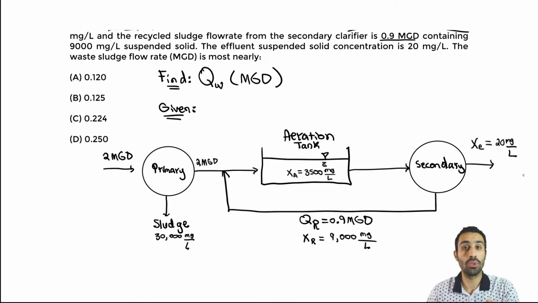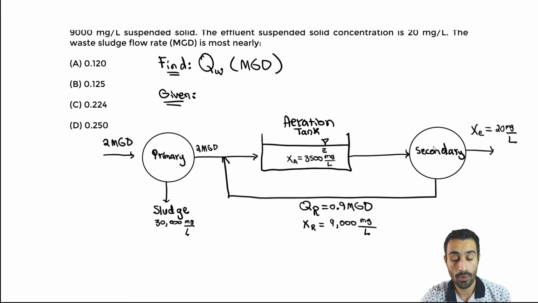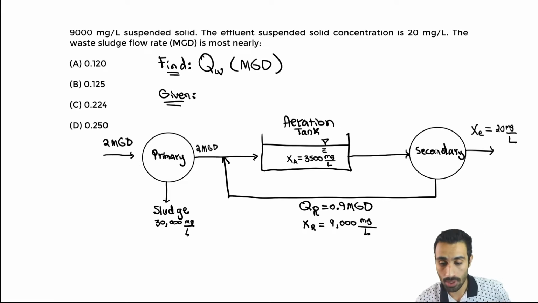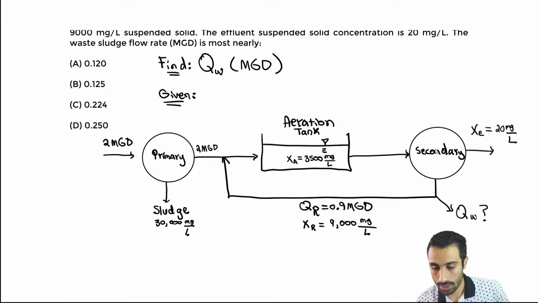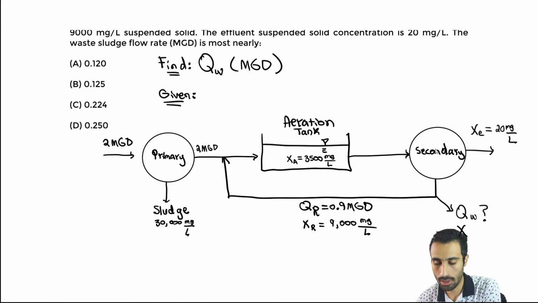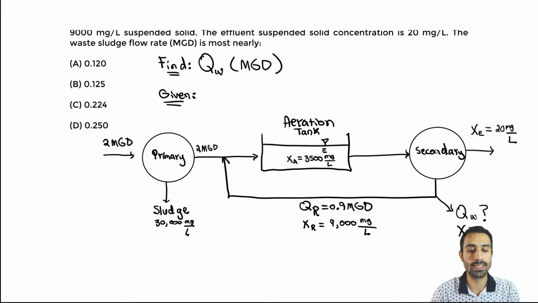So now my question for you is, where's Q waste? Q waste is going to get wasted from the secondary. Yes, we do waste from the primary, but usually what we're focused on for that secondary treatment for something like the FE is that QW, which is going to be this. We can show it like this. QW is the question here. And when you have a QW, we do have an XW, which is the suspended solids concentration of the wasted sludge.